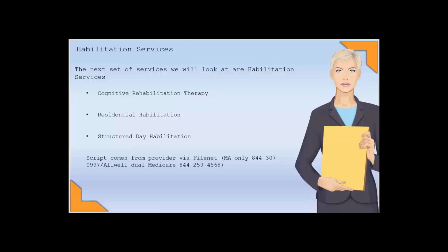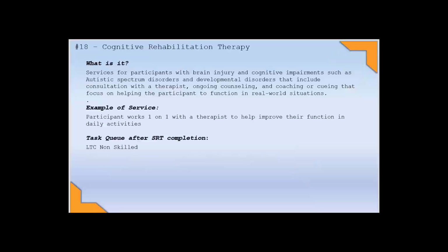All right, moving forward, looking at habilitation services. So cognitive rehab therapy, residential habilitation, and structured day habilitation. The scripts for these services come directly from the provider via FileNet, and I have the numbers on here where they can be sent from those providers. So you can have this as a point to refer back to if you're needing the script for any of these services. So our first one, cognitive rehab therapy.